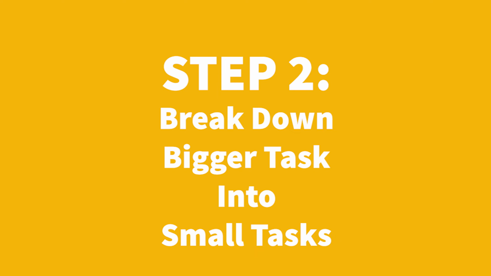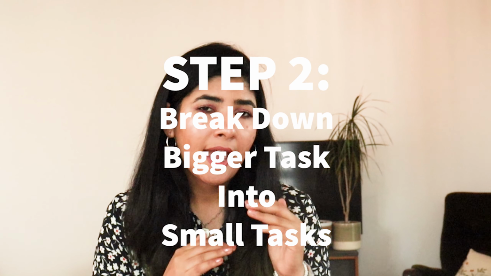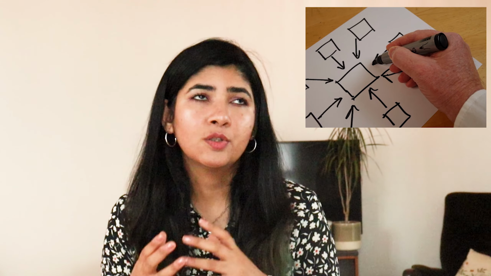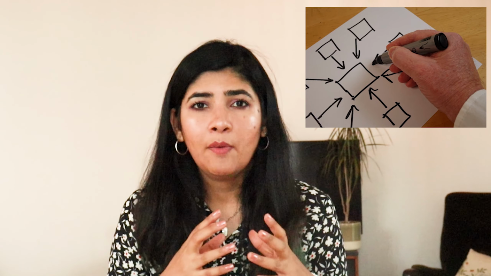Step number 2. Look at all the tasks and look at the bigger tasks which can then be broken down into smaller tasks. So I'll give you an example. While I was writing my PhD thesis, I had of course a few chapters to go through. So I would break down the chapters into sections and subsections.